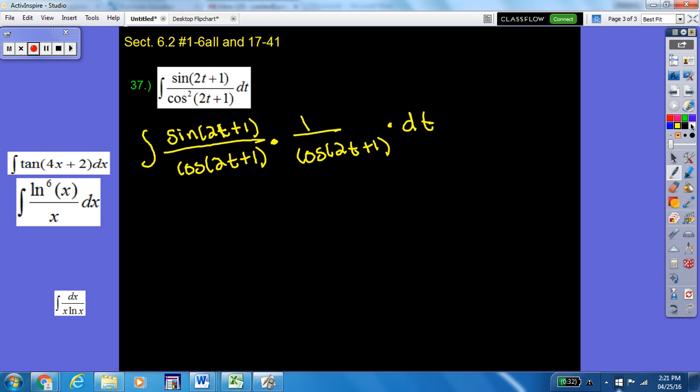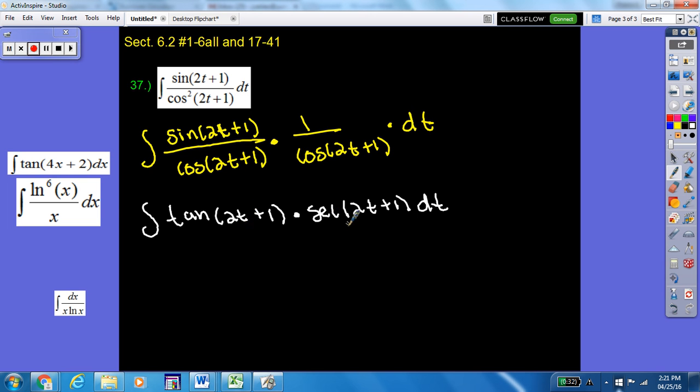From pre-calc, you might remember that this expression here, where sine is over cosine, is simply tangent. So that'll be tangent of 2t plus 1. And 1 over cosine is the same as secant. So you should start to see something familiar here. You've got tangent times secant, or secant times tangent, which happens to be the derivative of secant.